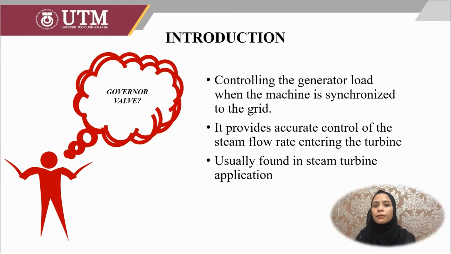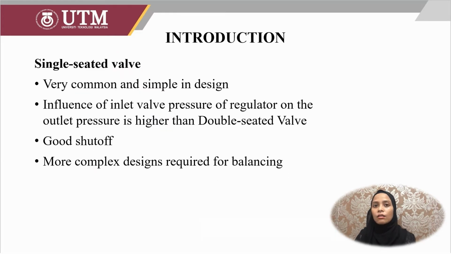The governor valve is a mechanical valve used in non-electronic hydraulically controlled transmission. The governor valve controls the generator load when the machine is synchronized to the grid because it provides accurate control of the steam flow rate entering the turbine. It is usually found in steam turbine applications. There are two types of control valve, which are rotary motion and linear motion valves. Linear motion is the main focus of the study.